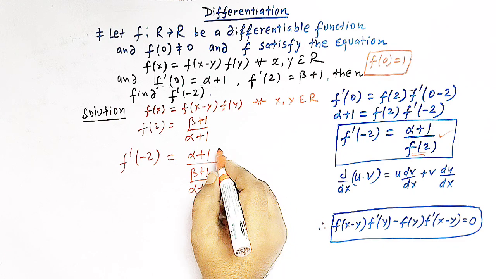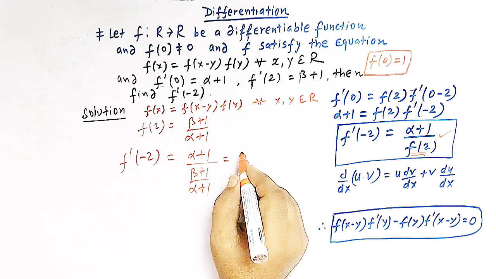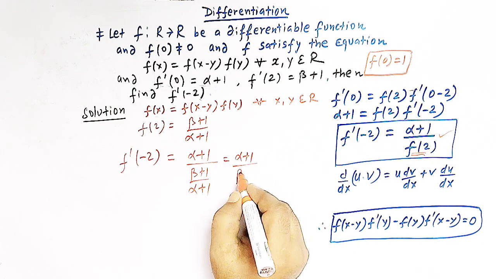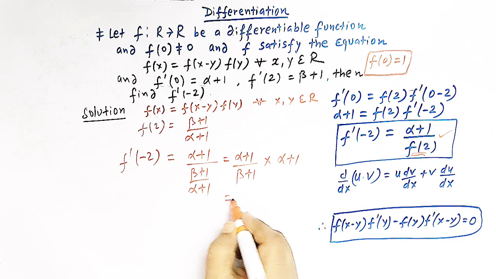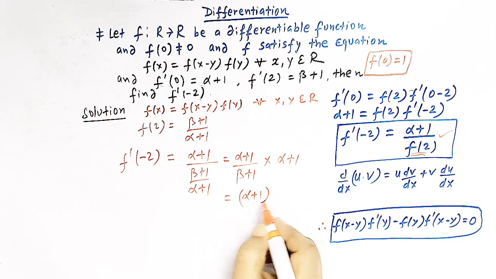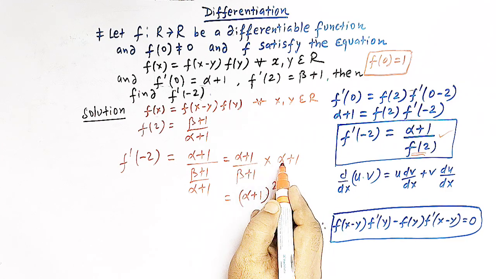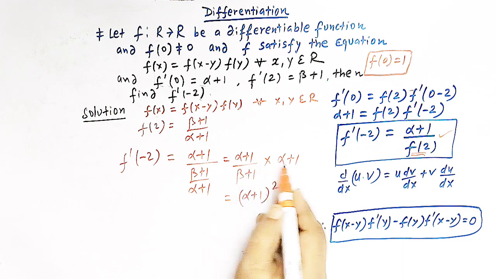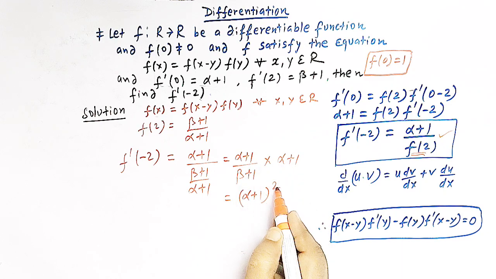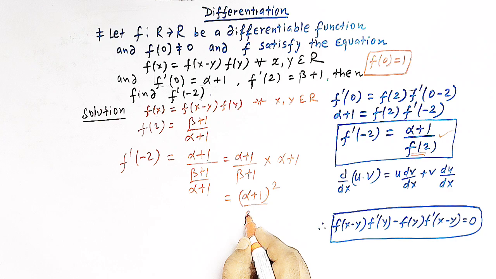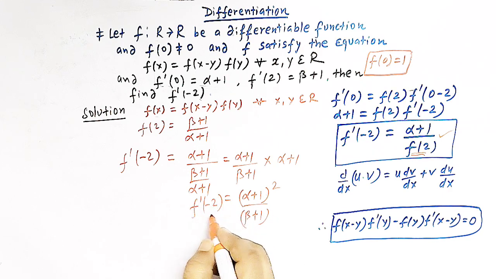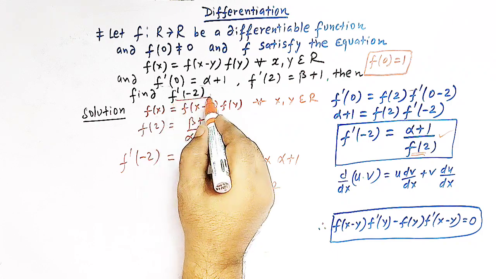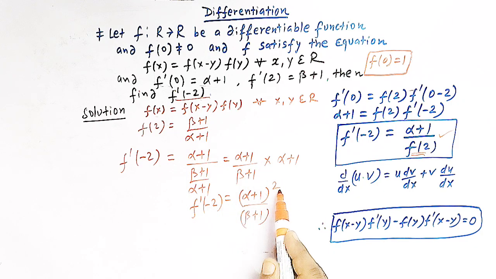So we can take alpha plus 1 to the numerator. We have alpha plus 1 over beta plus 1 times alpha plus 1. So this is alpha plus 1 square. Alpha plus 1 times alpha plus 1 multiplied together gives us alpha plus 1 square, and here we have beta plus 1. So the value of f prime of minus 2 is given as alpha plus 1 square divided by beta plus 1.